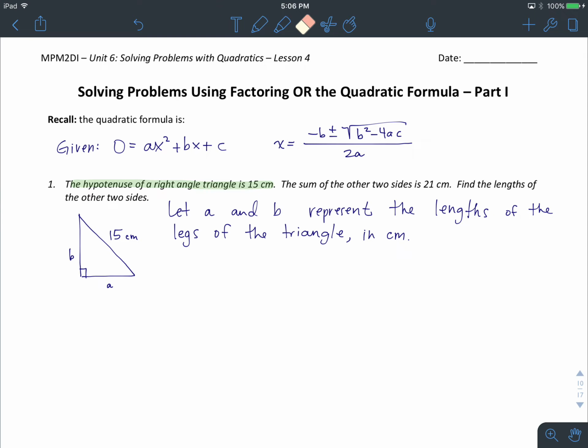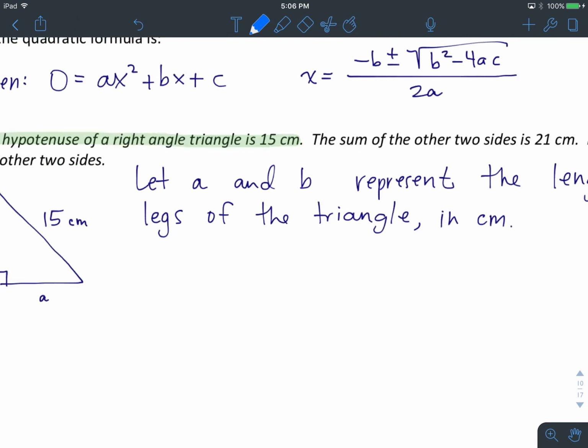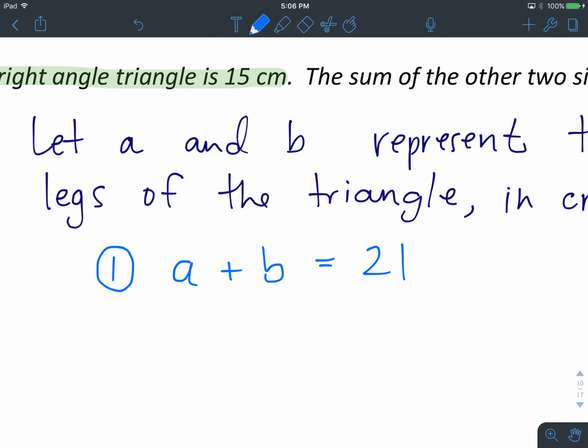As before, we now need to start building some equations. The first equation is telling us something about the relationship between the legs of the triangle, and that is that the 2 legs, when added together, give us 21. So that's our first equation. In terms of our degree, this happens to be a degree 1 equation in that the largest exponent on any of our variables is 1.